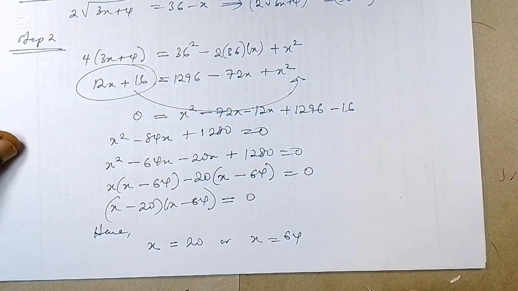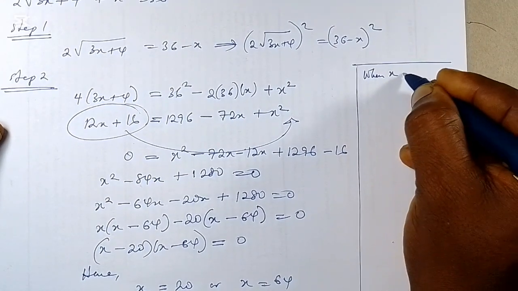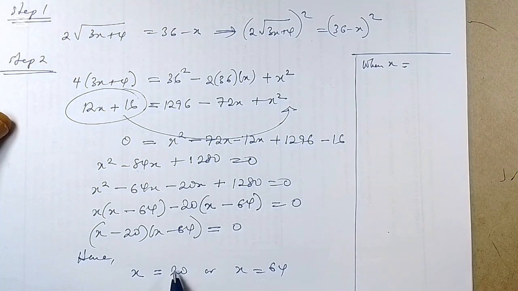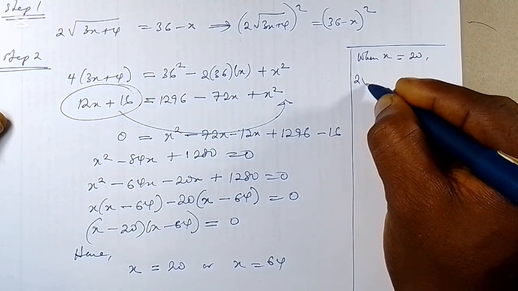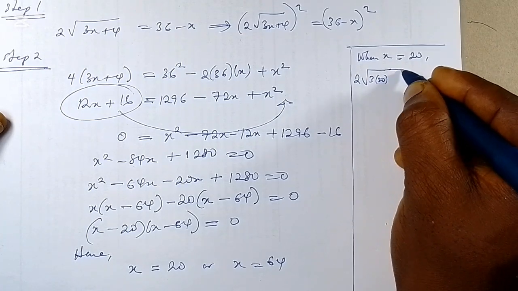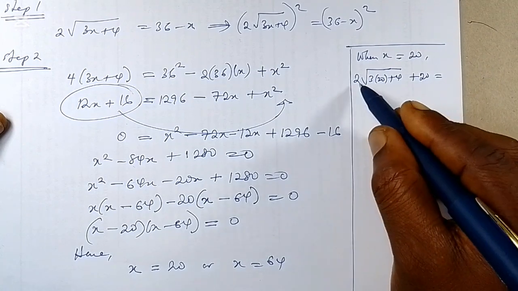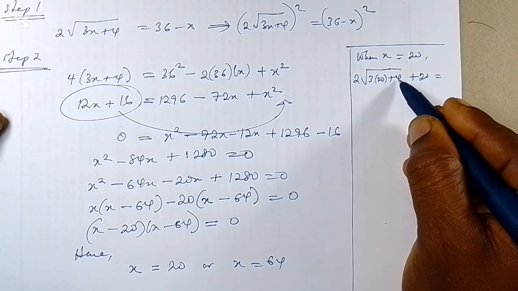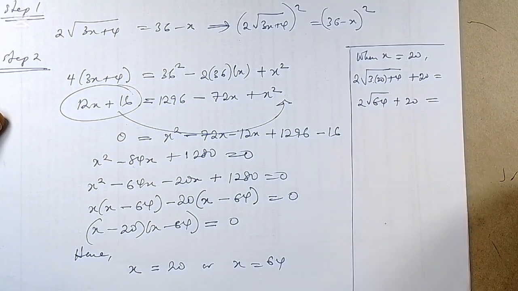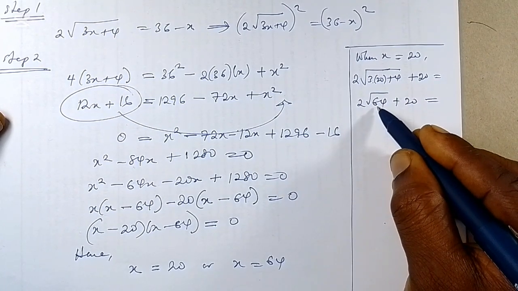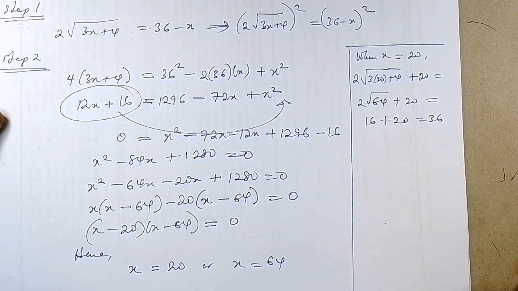Now that we have solved for x, look at it clearly in relation to the problem. When x is equal to 20, put 20 in place of x in that equation: 2 root of 3 times 20 plus 4, then plus 20, should be equal to 36. Let's confirm that. 3 times 20 is 60. 60 plus 4 will give you 64. So this will be 2 root 64 plus 20. Now the square root of 64 is 8. So 8 times 2 is 16. 16 plus 20 will give you 36, and that shows you that we were correct.